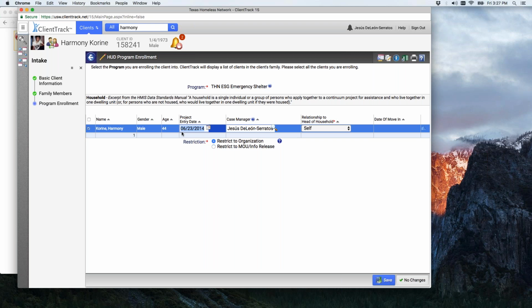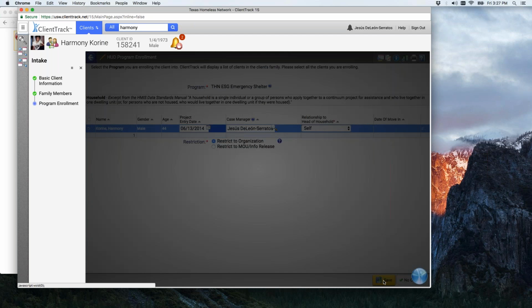Like, for example, this client, it was not the 6th. He was actually, no, it was not the 23rd. It was actually the 13th. So that's my date change, all right? So now I know it's 6/13. And obviously I don't click no changes. If I click no changes, nothing is saved. So I have to save this and go forward.